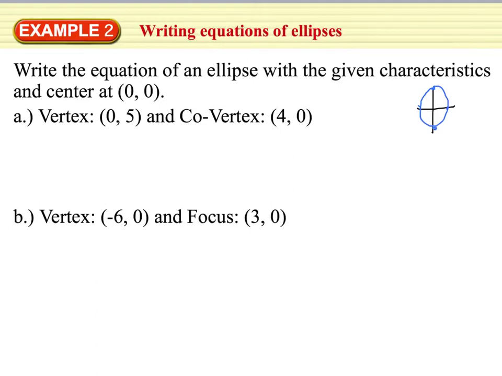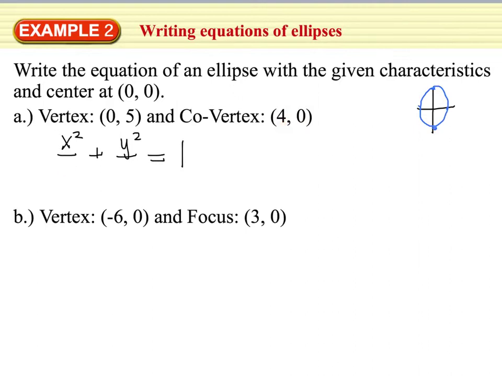And what this tells you is that the value below your x squared is going to be less than the value below your y squared, because this is going to be a vertical ellipse. So we're going to have x squared divided by a term plus y squared divided by a term equals 1. Now remember, because this is the smaller value, since it's a vertical ellipse, I get that from my co-vertex points, which is right here. And this is really the square root of what goes below here.